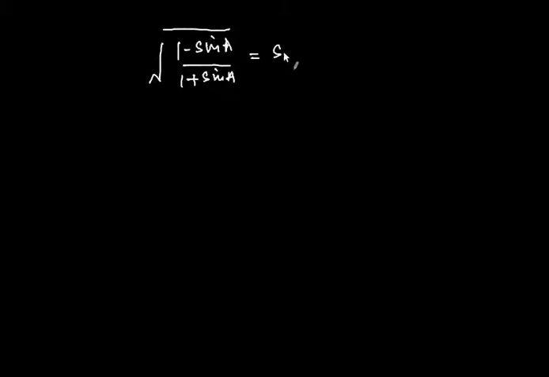Right, so this is another of those prove the equality questions in trigonometry. So the question is, prove that the square root of 1 minus sine A divided by 1 plus sine A is equal to secant A minus tan A. So this is what we are supposed to prove, right? So let's start with the left hand side.